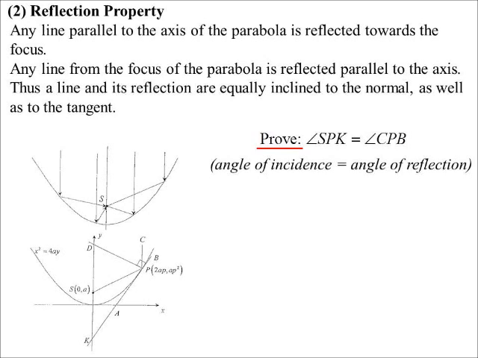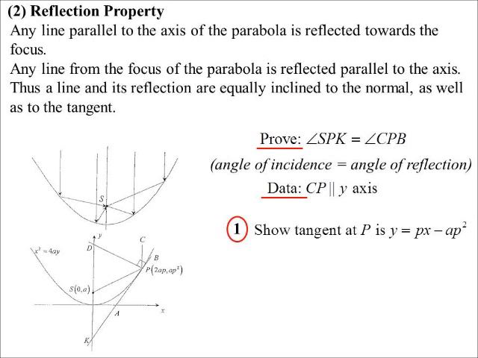Okay. Well, if CP is parallel to the y-axis, fingers crossed that's what we want, then hopefully we can prove that these angles will end up being the same. So we're going to assume CP is parallel to the y-axis. So the first thing I'm going to do is find the equation of that tangent. And you might remember that the general equation was y equals px minus ap squared.